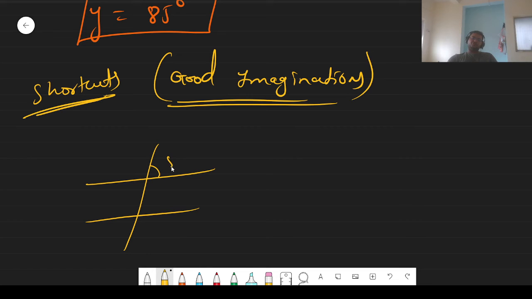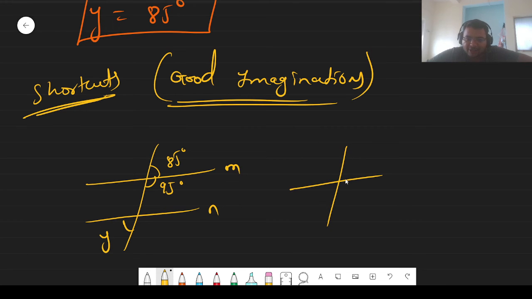Fine, this is 85, this is 95 degrees. Okay, this we got, and we have to find y. So what will be the fastest method to find y? What I can imagine here is, see, these are two parallel lines M and N. Okay. So what if I merge those lines, compressing those lines and making a figure like this.